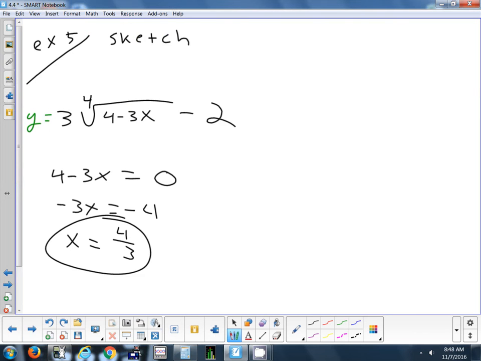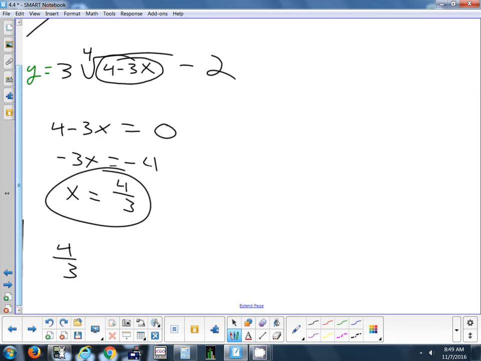Now, plug in 4/3 for x. You should already know what that's going to come out to. It comes out to 0. What's the 4th root of 0? 0 times 3? And then minus 2. Minus 2. So 4/3, comma, -2. That's a point on your graph.